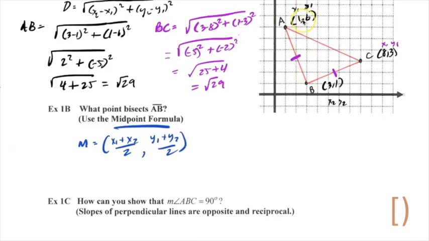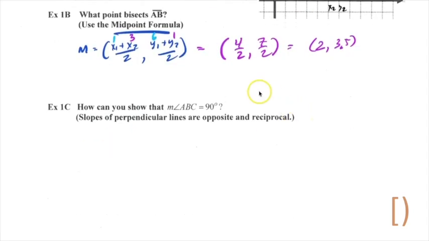x1, y1 is 1 and 6. That's 1 and that's 6. And then x2, y2 is 3 and 1. So that's 3 and that's 1. We get 1 plus 3 is 4 over 2. 6 plus 1 is 7 over 2. So we get (2, 3.5). So that's my midpoint. Next, how can you show that angle ABC is 90 degrees?